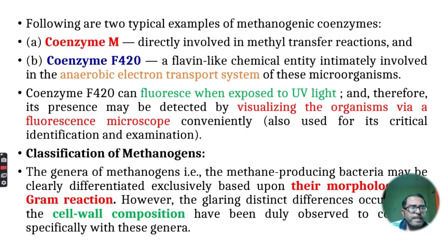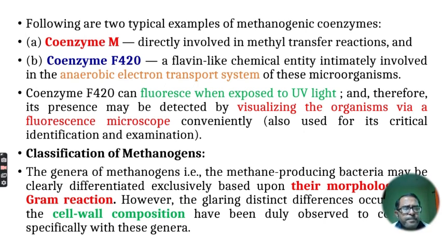This coenzyme M is directly involved in the methyl transfer reaction. Second one, coenzyme F420. It is a flavin-like chemical compound which is present in this bacteria in order to carry out the anaerobic electron transport system. It means coenzyme F420 is particularly present in the electron transport of the anaerobic bacterial cell.